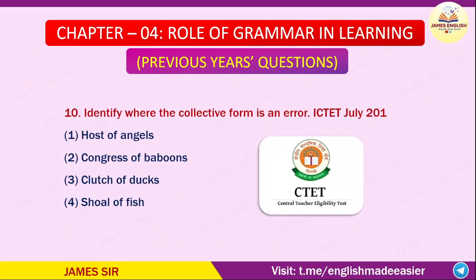10th question. Identify where the collective form is an error. Find out the incorrect collective noun. Host of angels, there is a group of angels, and congress of baboons. Baboons are a kind of monkeys. And clutch of ducks. Absolutely it's a wrong answer.